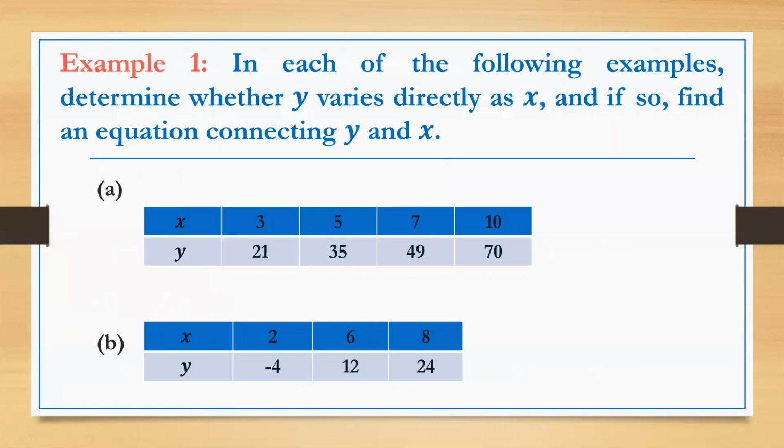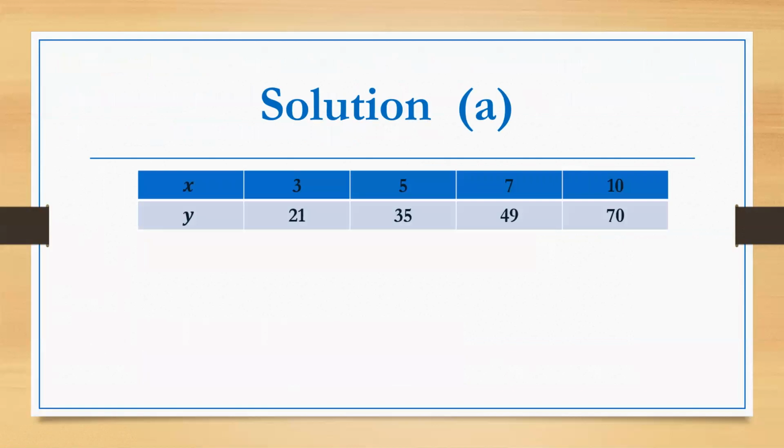So let us consider the first example. We have two tables and we need to determine whether y varies directly as x. And if y varies directly as x, we need to find an equation connecting y and x. So we consider the first case, part A, we have this table.